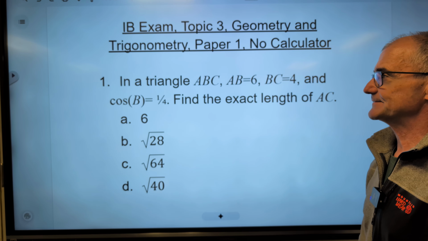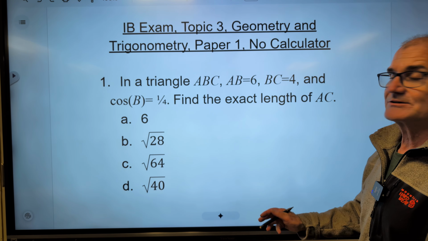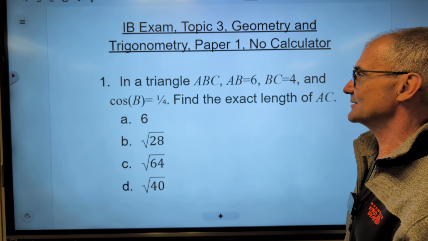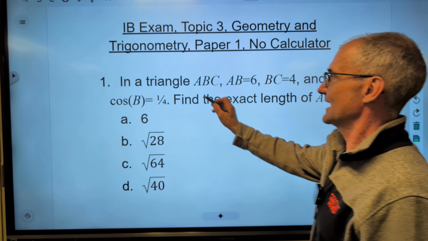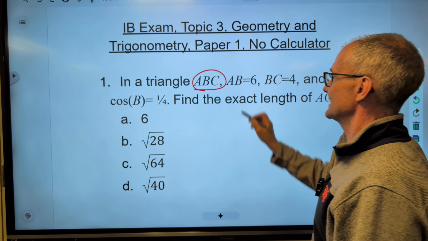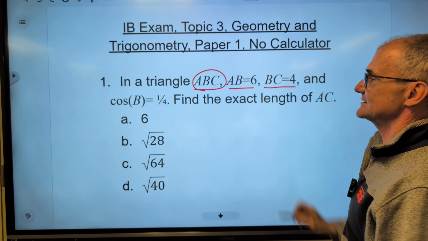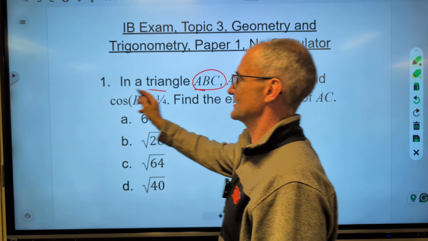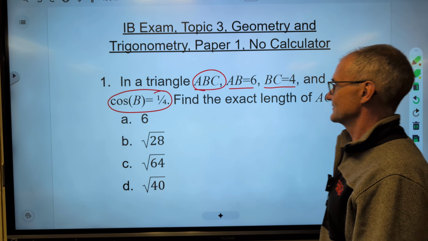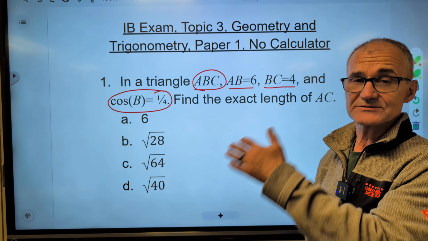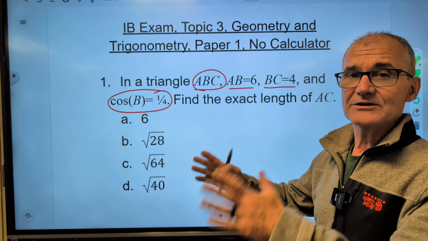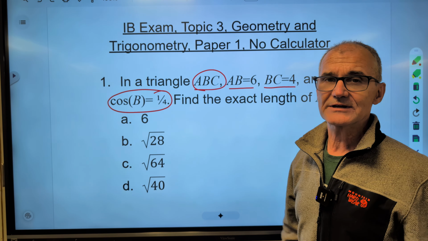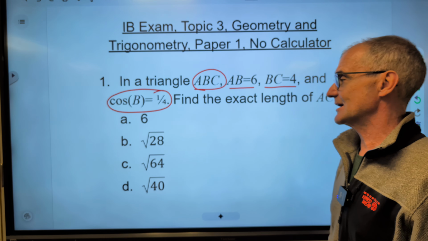So first thing I do on any standardized exam is I mark up the test as much as I can. I have a triangle ABC. AB is 6, BC is 4, and then I have cosine of B as a quarter. Find the exact length of AC. So it's exact value, meaning no calculator, but this whole test is no calculator, about 5 minutes per problem.